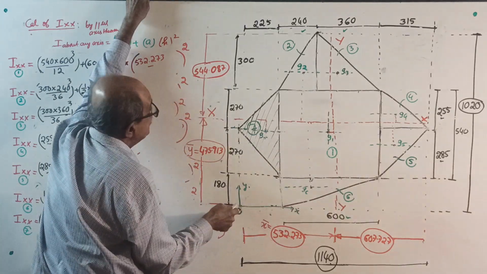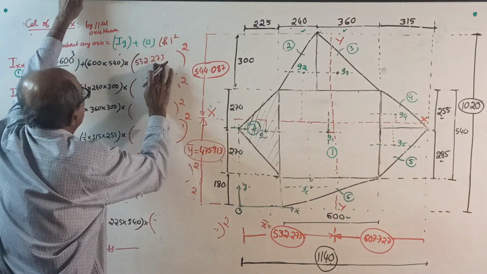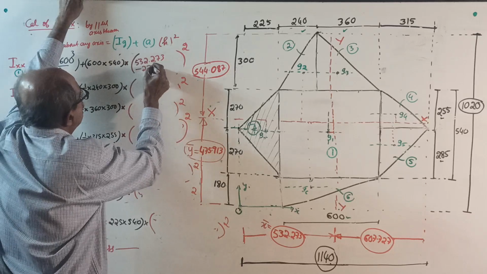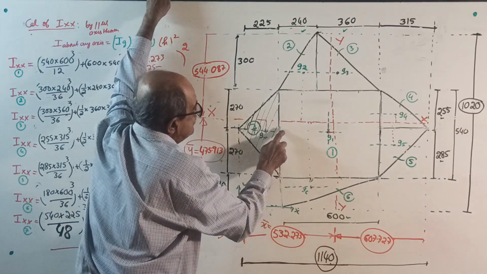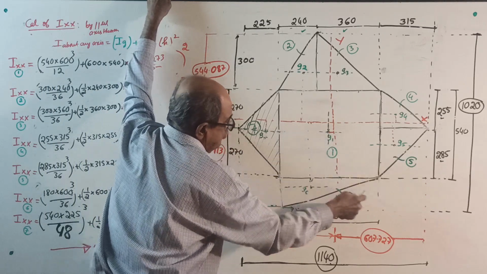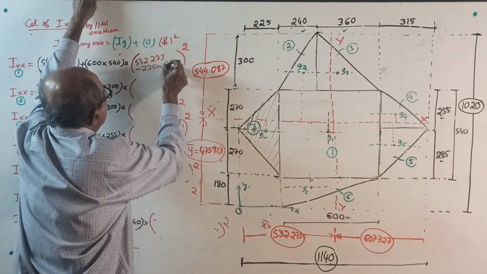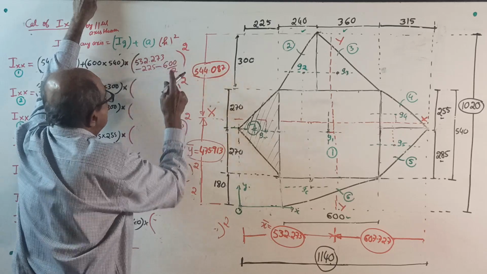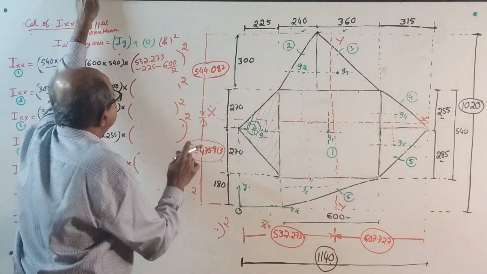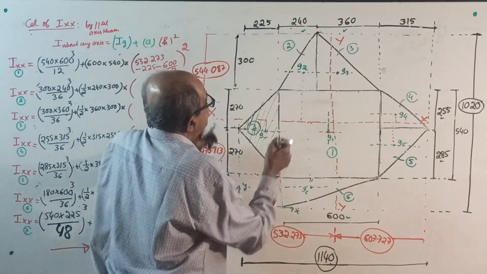I want this distance square. This distance minus 225 minus, this distance is half of 600, 600 by 2 whole square. Okay, one thing I tell in the last actually. Okay, start. 2. It's here.